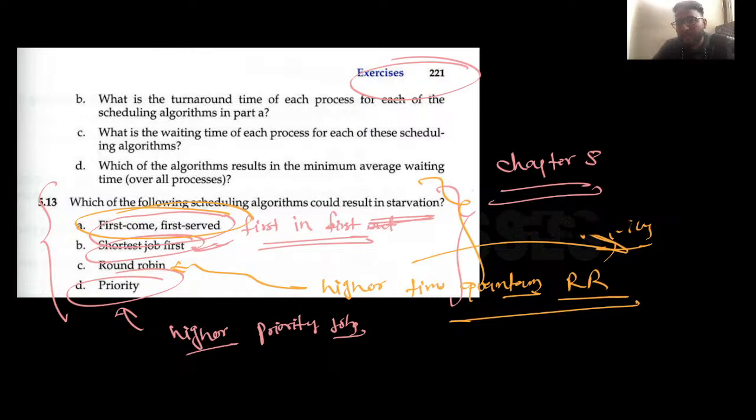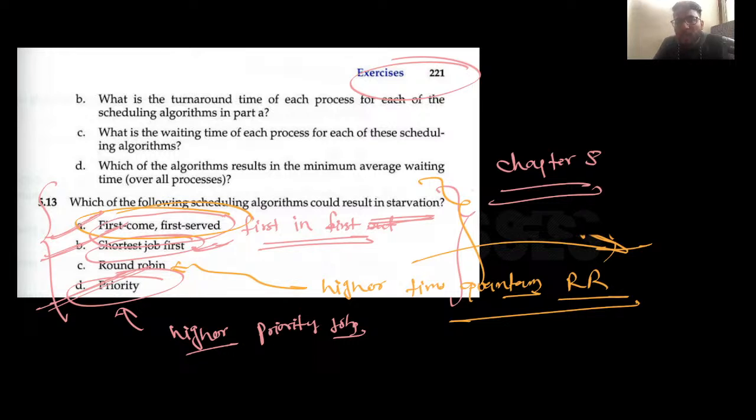But I hope now you understood why even FCFS can go to starvation. Let me know if there is any doubt here. Let me know why FCFS can go to starvation. I hope you understood. So for this question, FCFS is an answer, that it can go to starvation. Shortest job first can go to starvation, and priority scheduling can go to starvation.